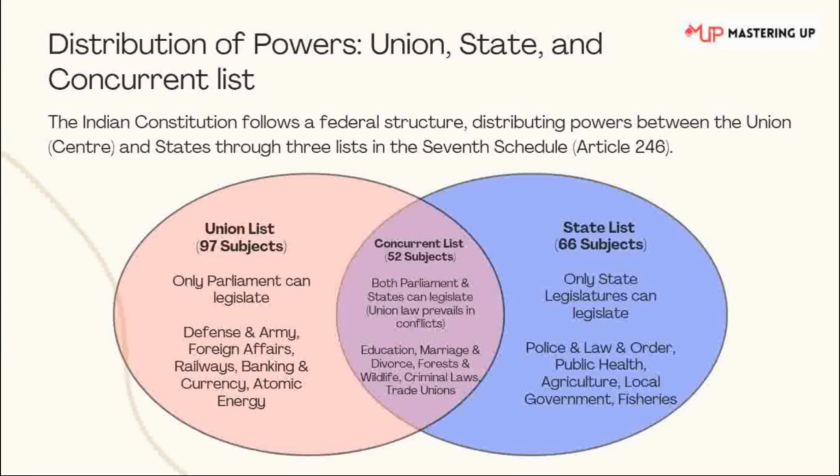Concurrent list. The concurrent list has 52 subjects. Both the union and state have powers over the subjects on this list. Union law prevails in conflicts. The concurrent list deals with education, marriage and divorce, forest and wildlife, criminal laws, trade unions.